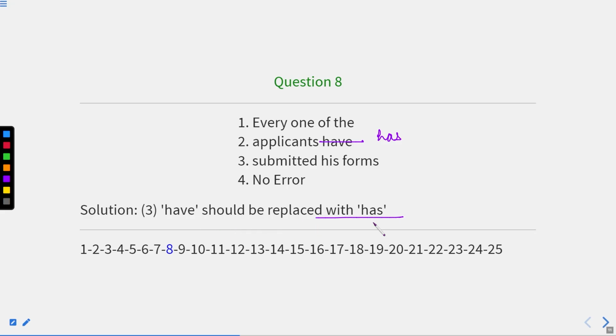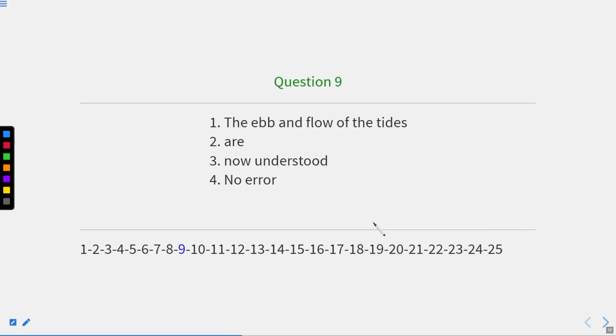Now let us move to the next one. The ebb and flow of the ideas are now understood. Now, ebb and flow of the tides, it is not ideas, it is tides. So I must repeat the sentence for you. The ebb and flow of the tides are now understood.